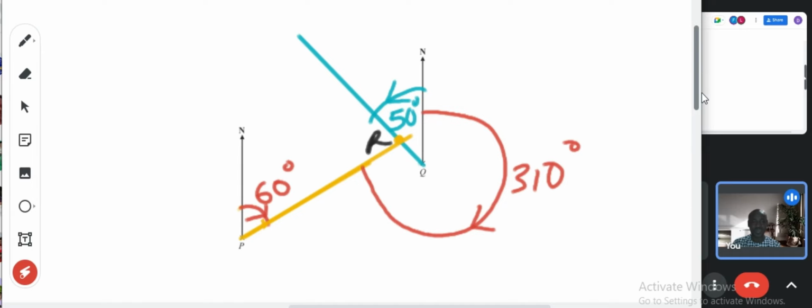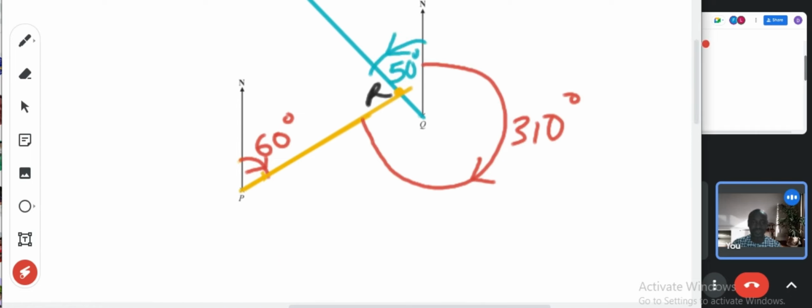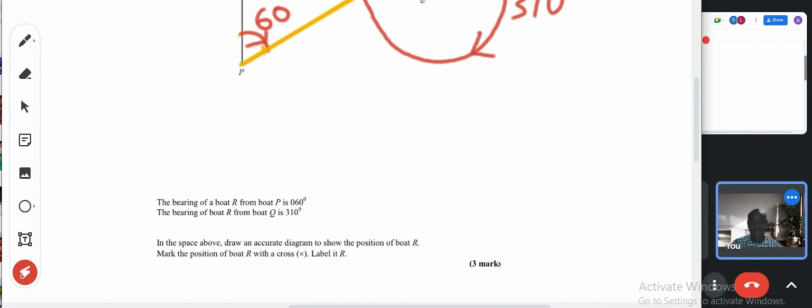First of all, it says the bearing of R from P is 60 degrees. So you measure out 60 degrees from P and draw a line. Don't bother about where the line will get to. If you need to make it longer, you can make it longer later. Just draw the yellow line. We have drawn the bearing of R from P, 60 degrees.